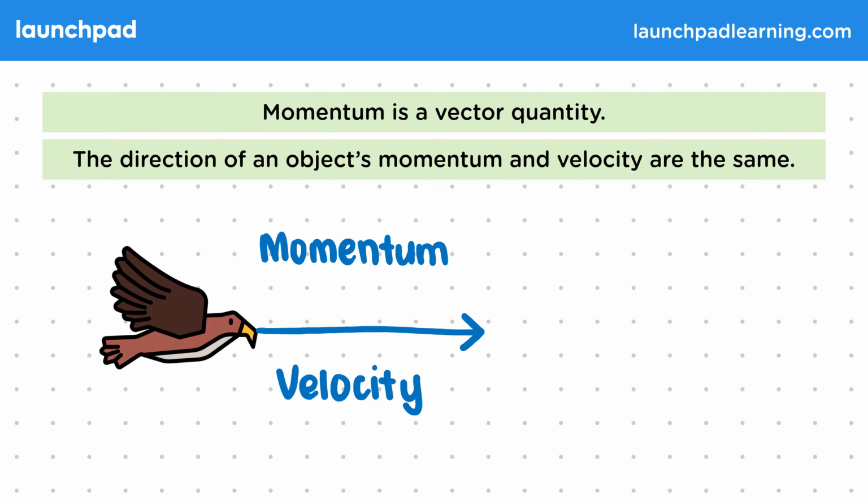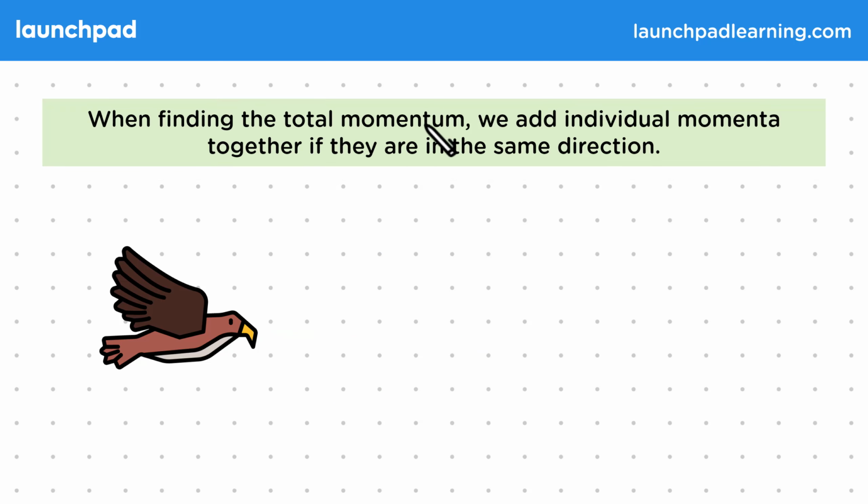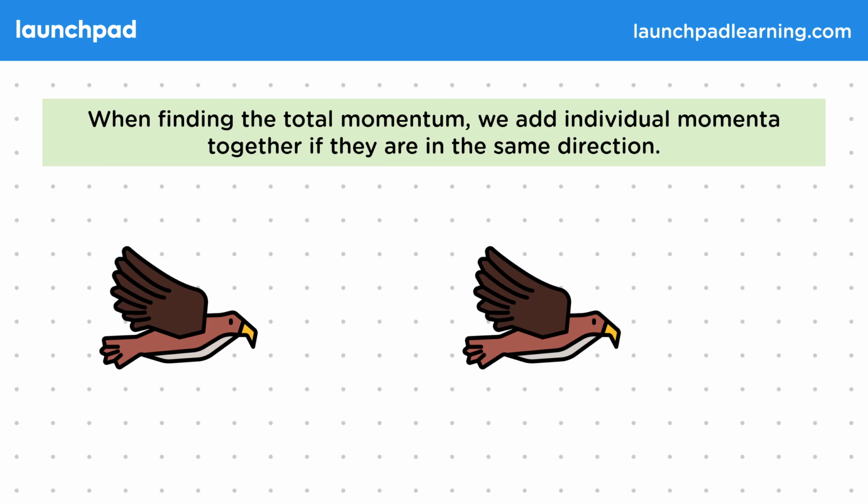Let's understand why by looking at what happens if we try to add momenta together. When finding the total momentum, we add individual momenta together if they are in the same direction. This is something you'll be doing a lot when finding the total momentum in a system. It's similar to finding the resultant force on an object. So let's suppose we have two identical birds with the same speed. If the first bird has momentum of magnitude p, then the second bird will also have the same magnitude, p.